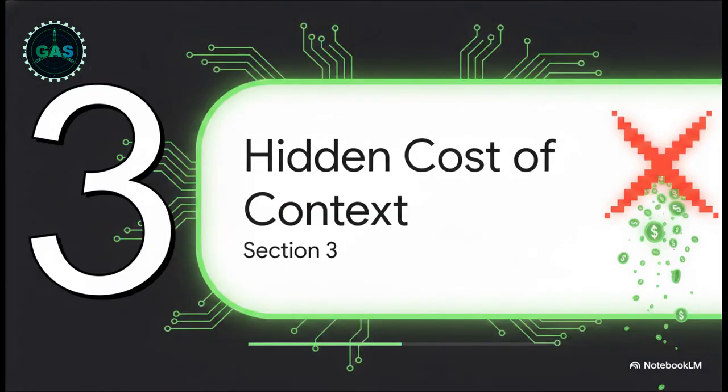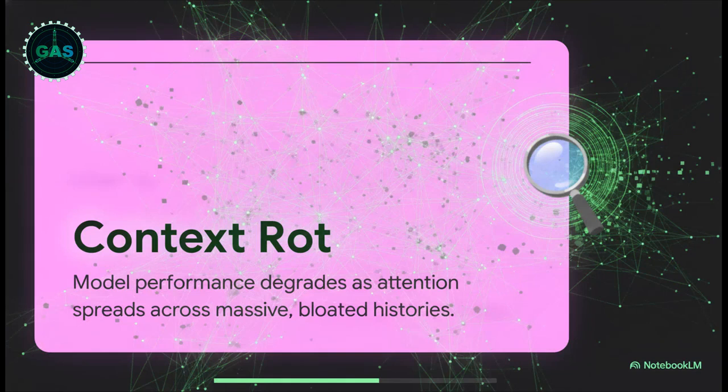Okay, now we really need to talk about section 3, the hidden cost of context. Because here is where we hit a massive roadblock. All of this incredible automation completely depends on how well you manage your context. You see, as your coding or brainstorming session grows, you run a huge risk of suffering from context rot, or what some developers are actually calling AI dementia.